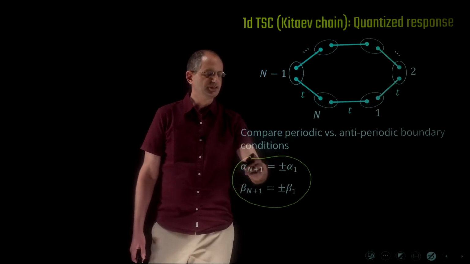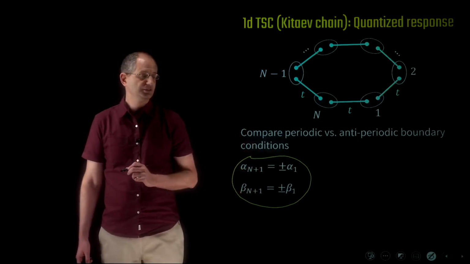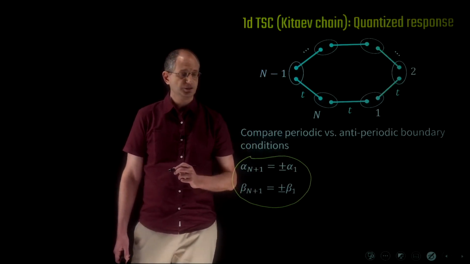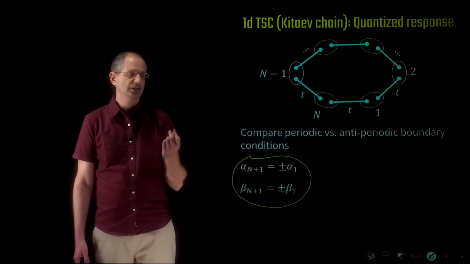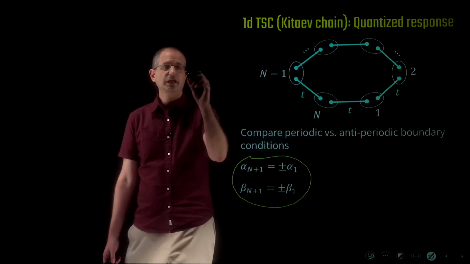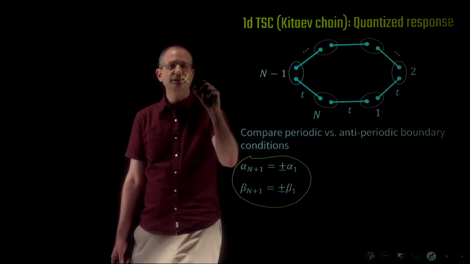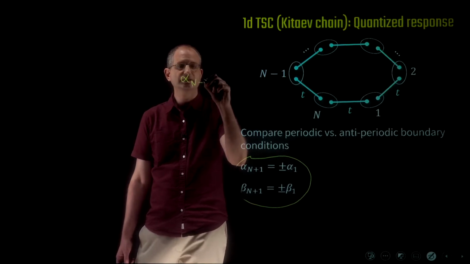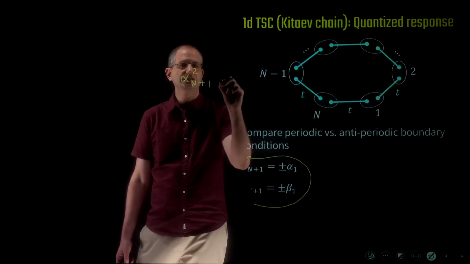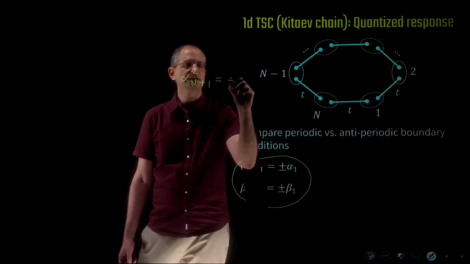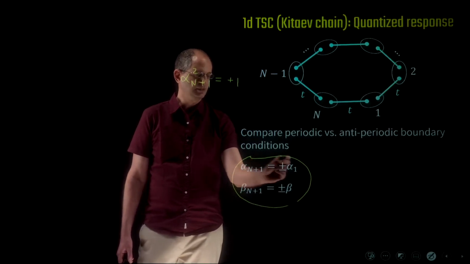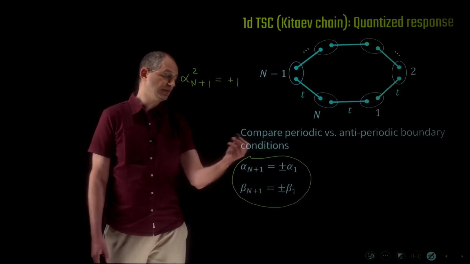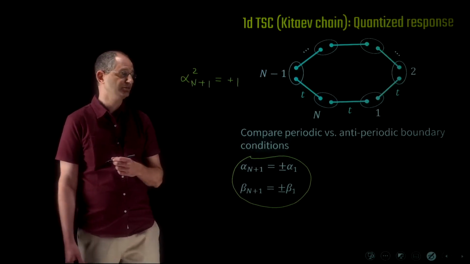Okay, now why are these actually the only two choices? This is because these are Majorana operators. Okay, so a Majorana operator has to satisfy the Majorana anti-commutation relations. For instance, the operator alpha n plus 1 squared, as any Majorana operator, has to be +1. And this implies that the relation between that Majorana operator and alpha 1 has to be with either a plus or a minus. It cannot be any other phase.